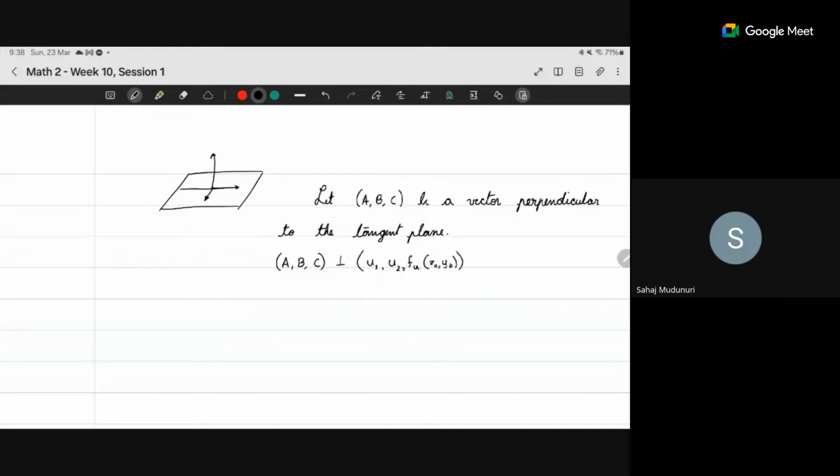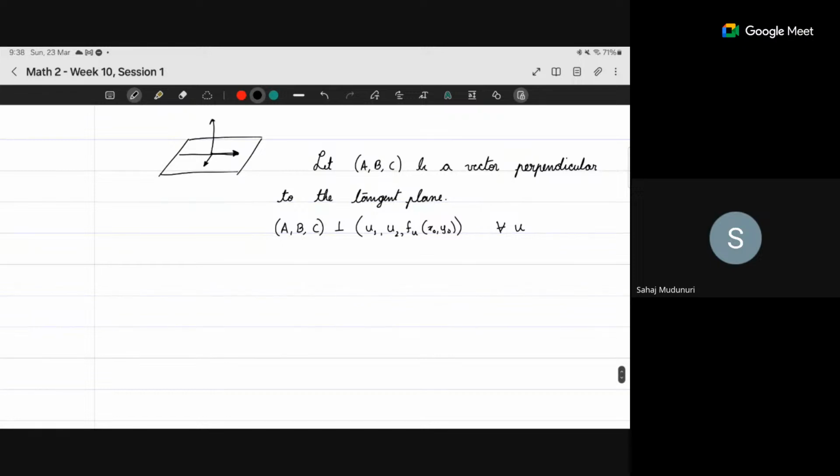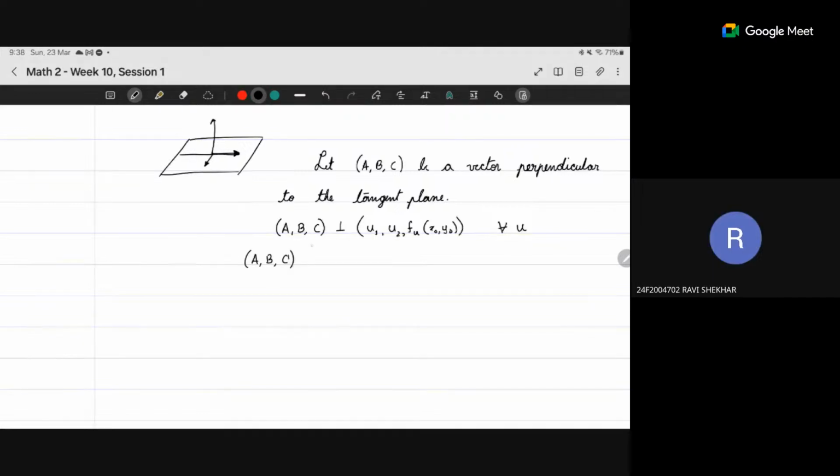So this vector and this vector have to be orthogonal to each other. In this case, we look at u1, u2, f_u(u1, u2) as this vector, even though it might not start at the origin. Here, those vectors are essentially the same. But this is a fact that ABC has to be orthogonal to each tangent line, which in turn means that it has to be orthogonal to every u, for every u1, u2, f_u(x0, y0). Now, what are the two special u1, u2s that we know? 1, 0 and 0, 1. E1 and E2.